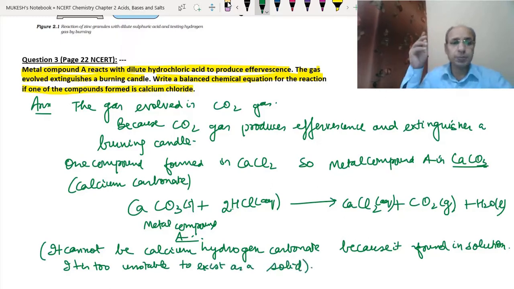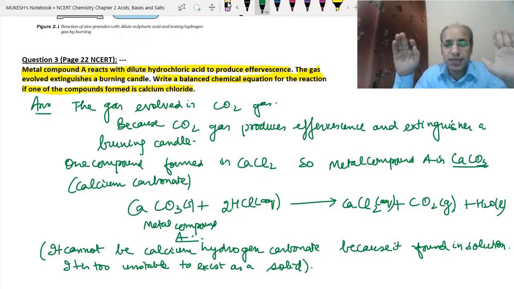Okay, so now let's repeat the answer. The gas evolved is carbon dioxide gas because carbon dioxide gas produces effervescence and extinguishes a burning candle. So that is why this gas is going to be carbon dioxide gas.